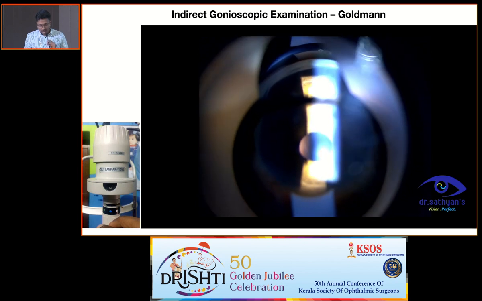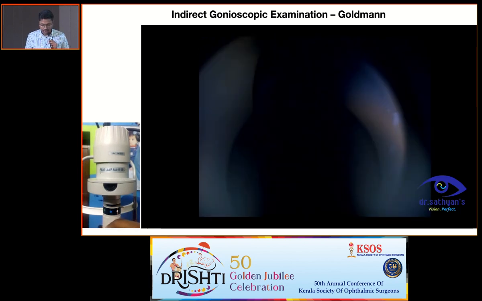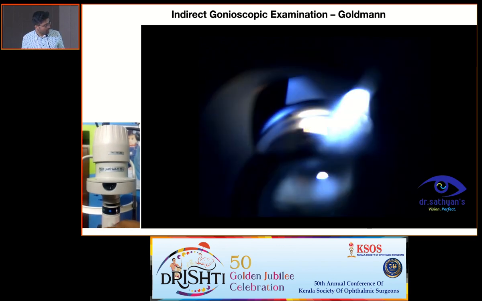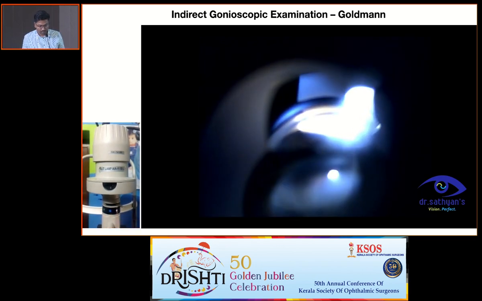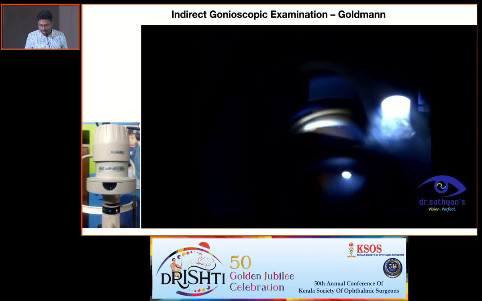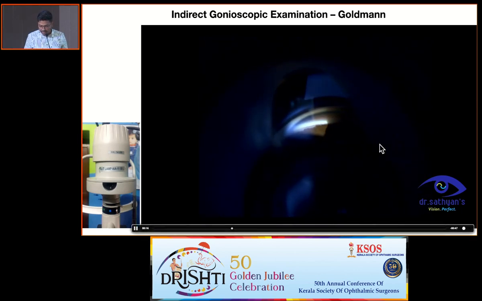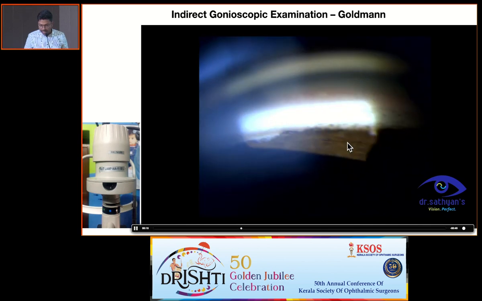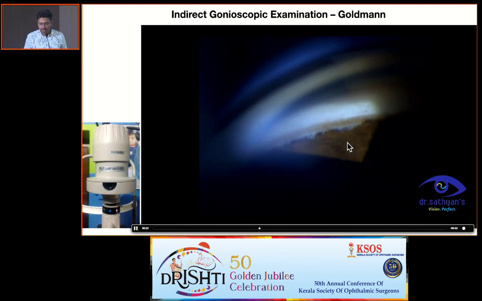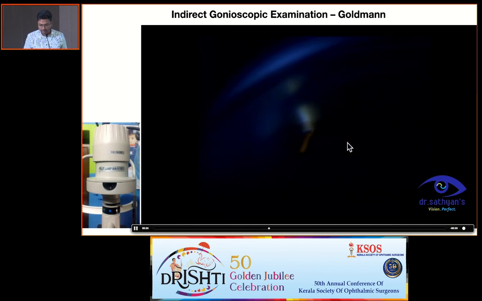So in this one, you have to see the slit also. In the bottom of the image, you can see the slit lamp. It will be moving to the vertical slit so that you can see the angle structures nicely. Now the zoomed image will come. You can see the angle structures very clearly, if you use the slit lamp in a proper way, which this video is demonstrating to you.